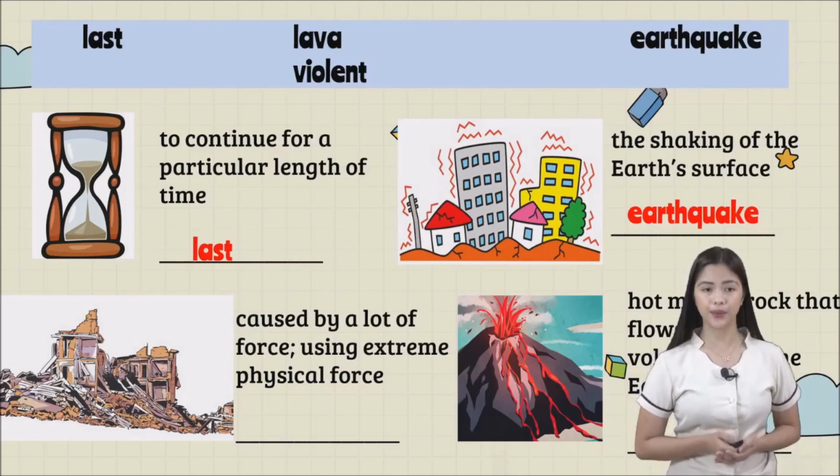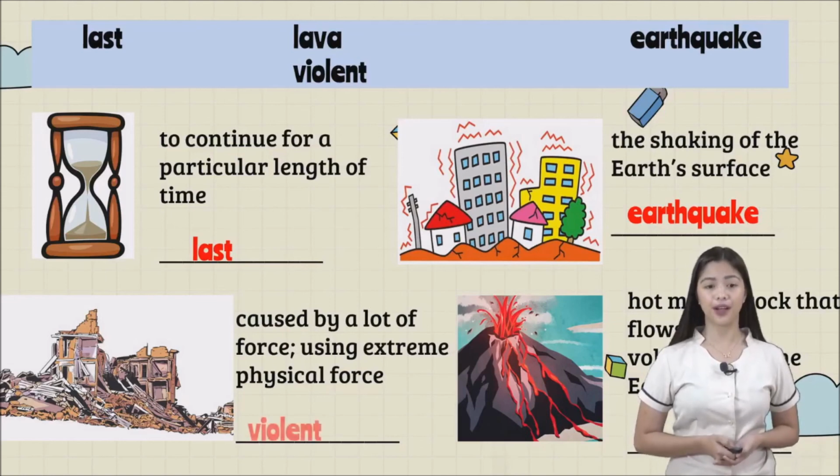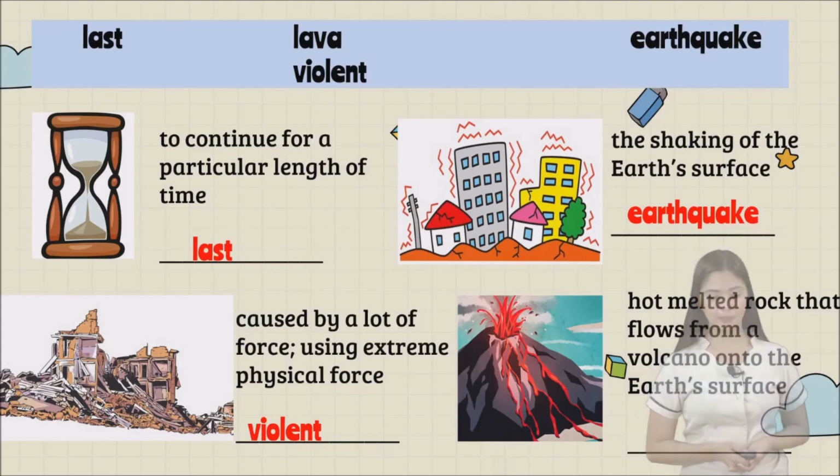Next, the third one, caused by a lot of force, using extreme physical force. So, we call that violent, okay? And the last vocabulary builder, hot melted rock that flows from a volcano onto the earth's surface. We also call it magma when it is still under the Earth's surface. But when this magma is already out, we call it lava.